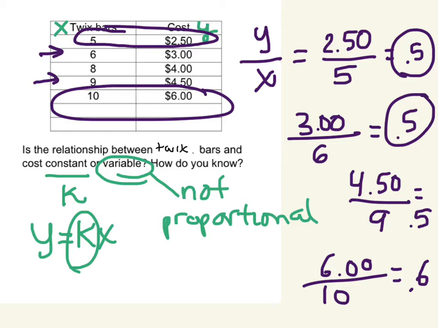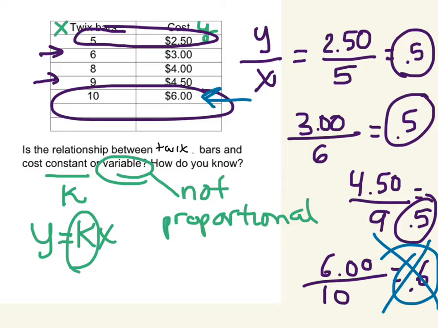Now if I'm looking for my constant, that means every ratio needs to be the same, simplified to the same thing: 0.5, 0.5, 0.5, oh, 0.6. If they are not all constant, if they're not all proportional, then it is not a proportional table. So since I have this value right here that's not constant with the rest, it's not 0.5, this is not constant. It is variable, meaning it is not proportional.